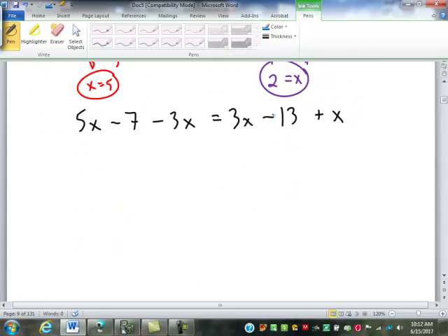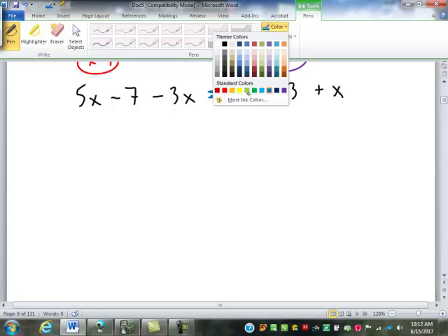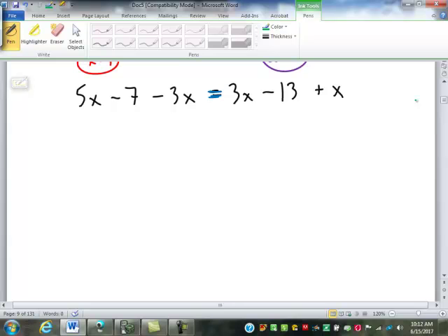Now this last one looks like a monster. Trust me, before we're done with the summer, I will show you some that are worse. But it is just a matter of following our steps. So on the left side, what can we simplify? 5x and negative 3x. Perfect. 5x and negative 3x, which make 2x, and what else is there? Minus 7. Is there anything else we can do on the left side? No. So we go to the right side.